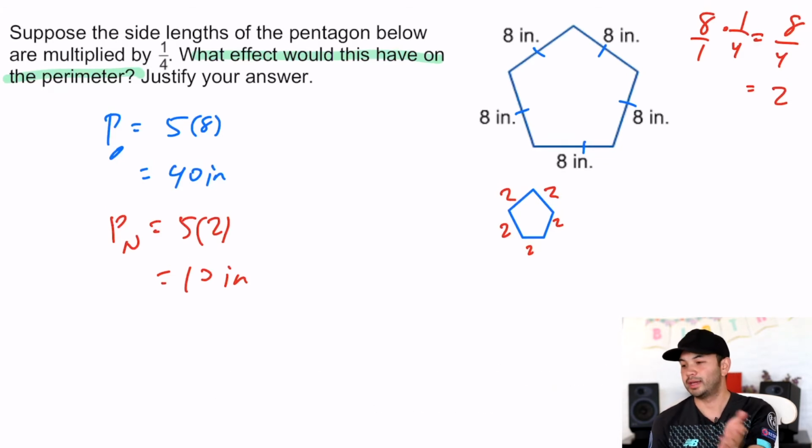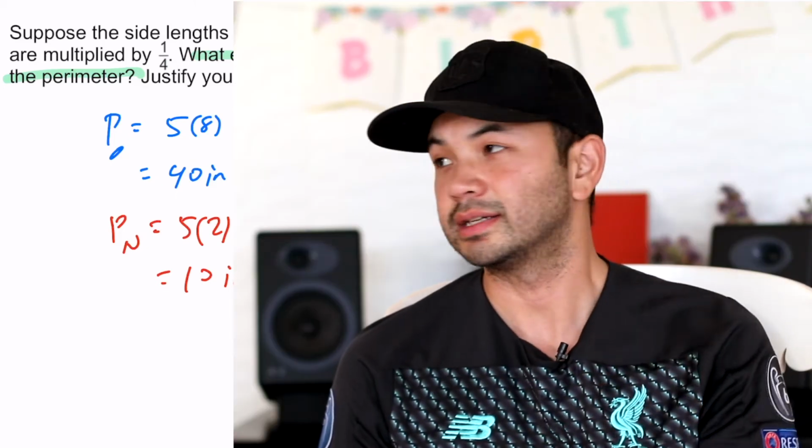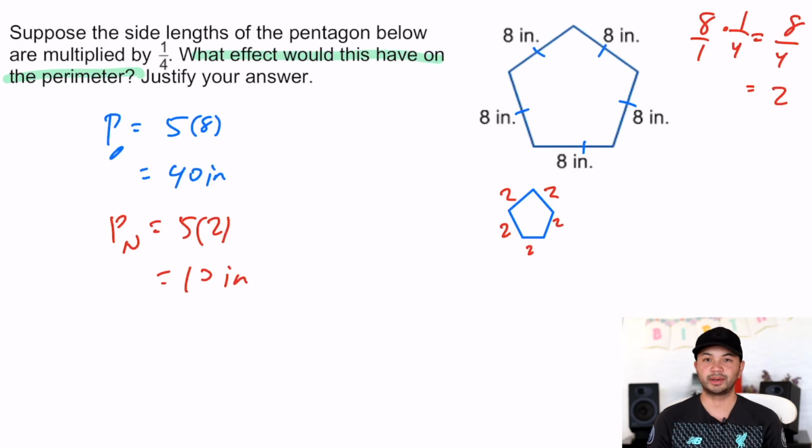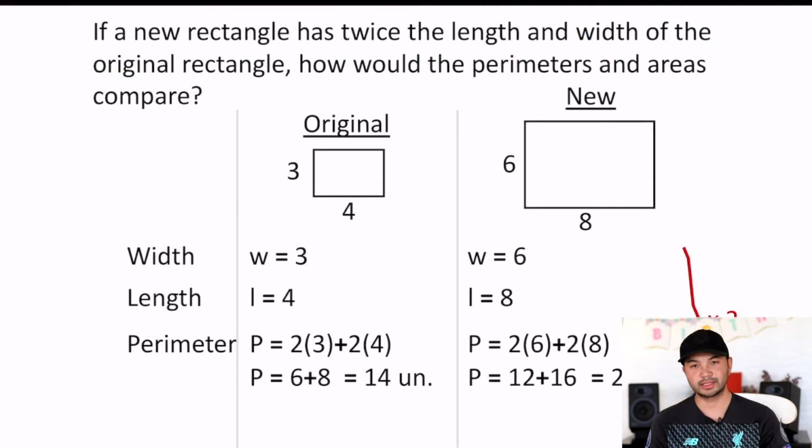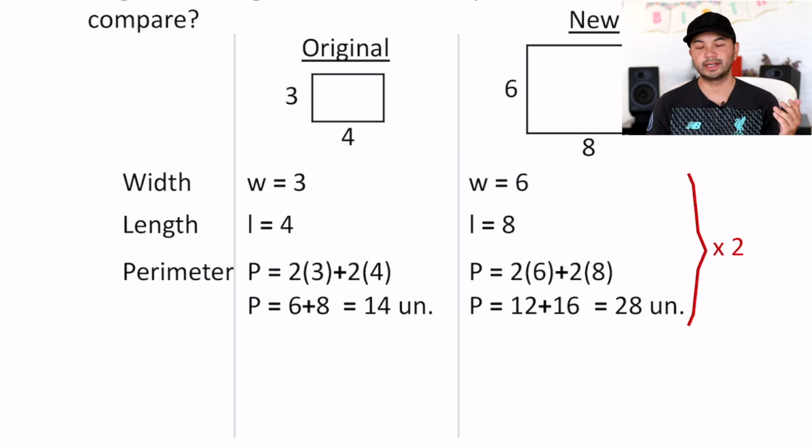Maybe you're thinking, hey, Mr. Fabella, this is way too easy. This is just perimeter. Let's get on to the harder stuff. Exactly. So we're going to talk about area now. Hey, check this out. This is still here. We have the perimeter, and if it's multiplied by 2, then the perimeter is multiplied by 2 as well. Let's see what happens to the area though.